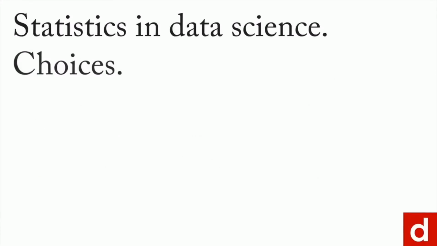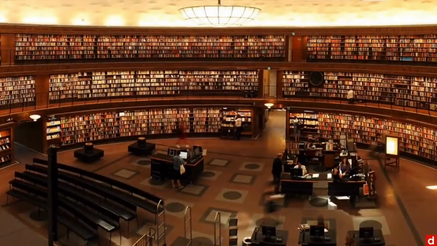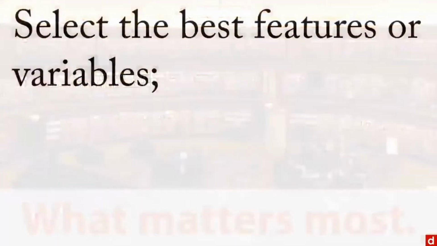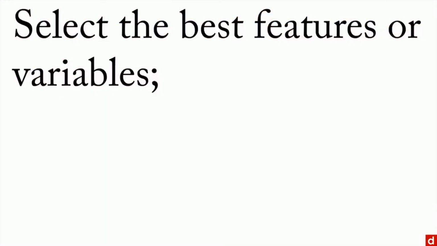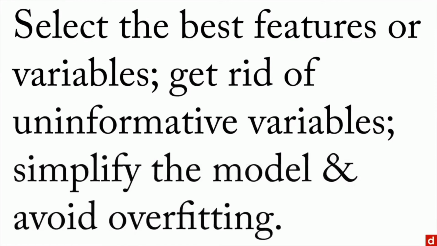Statistics and data science offers a lot of different choices. One of the most important is going to be feature selection, or the choice of variables to include in your model. It's sort of like confronting this enormous range of information and trying to choose what matters most, trying to get the needle out of the haystack. The goal of feature selection is to select the best features or variables and get rid of uninformative and noisy variables and simplify the statistical model that you're creating, because that helps avoid overfitting, or getting a model that works too well with the current data and works less well with other data.